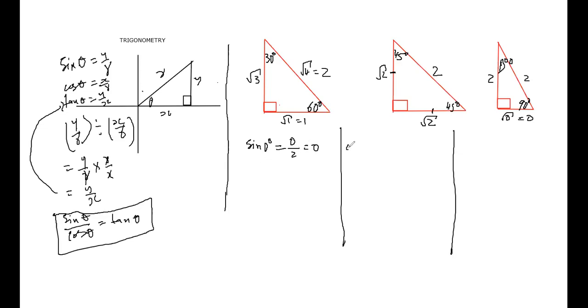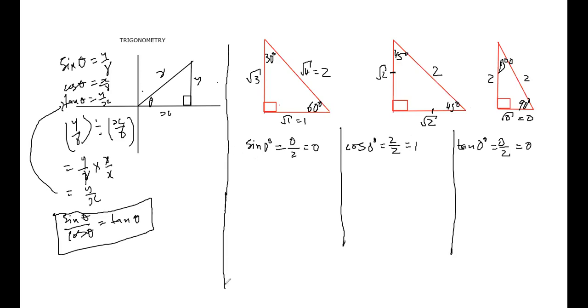We move to cos 0. Cos 0 degrees is adjacent over hypotenuse. There's adjacent, there's hypotenuse, 2 over 2, which is 1. We come to tan 0. Tan 0, there's the angle 0, is opposite, which is 0, over adjacent, which is 2. That leaves us with a 0.